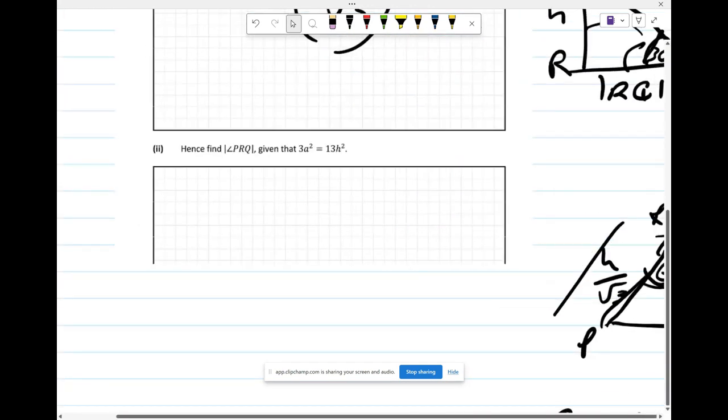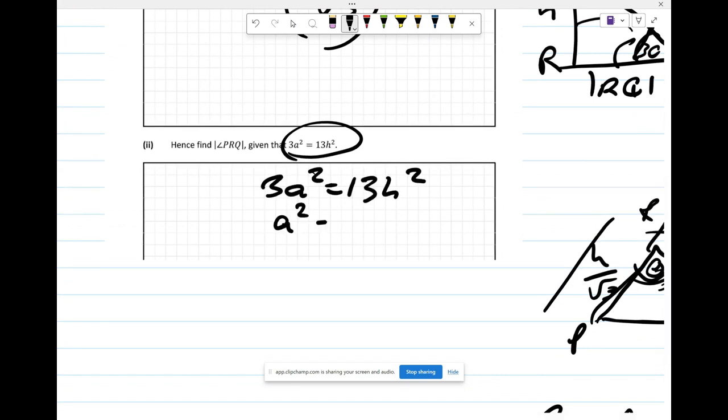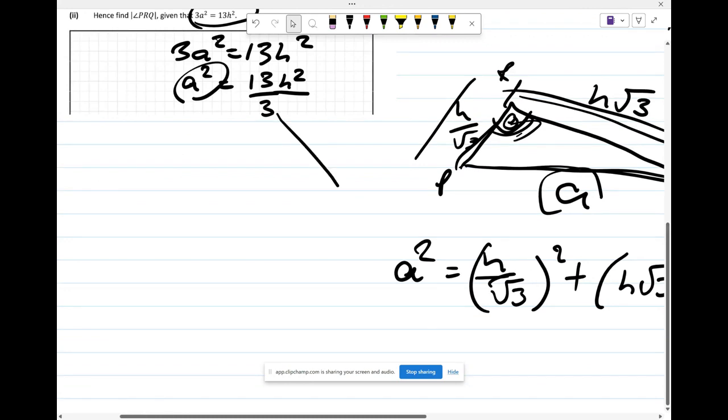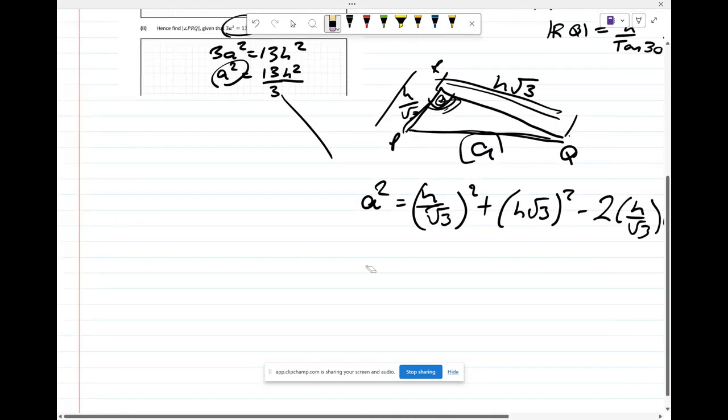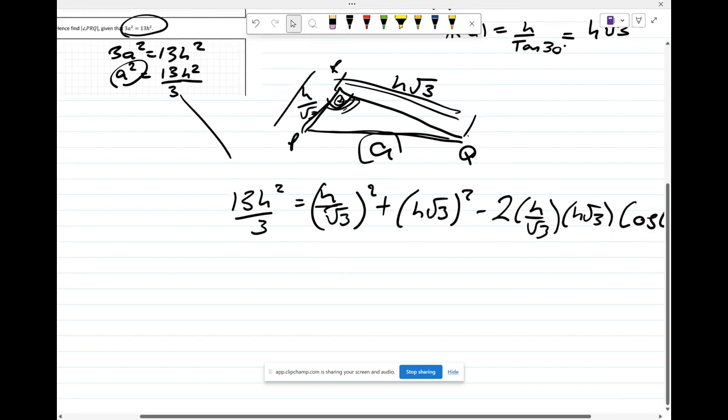So we're going to go back to the question and see what they told us. Well, they told us 3a squared is equal to 13h squared. If we divide across by 3, now we know what a squared is, and we can sub it straight in here. So that means 13h squared over 3 is equal to all this.